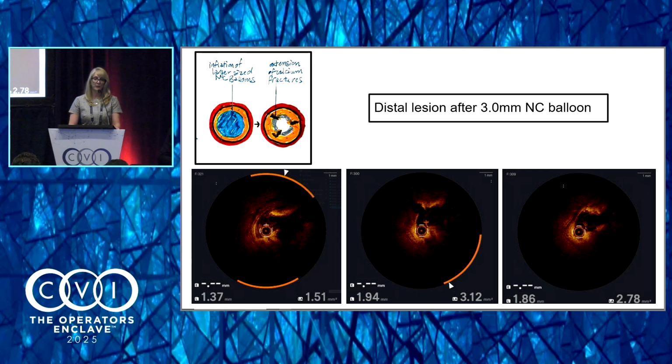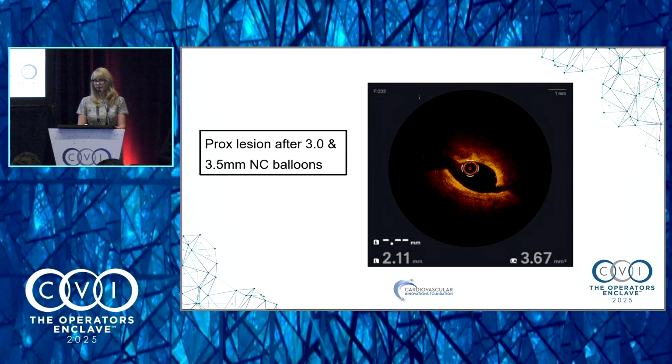So then I went in with my NC balloons with the goal of further expanding those cracks and getting some more lumen gain. And you can see that it looks like I'm achieving that goal in these images. I'm getting larger fractures and expansion of the lumen. And I sized that 3.0 roughly to the distal reference vessel, as was mentioned. This is the proximal lesion after the 3.0.